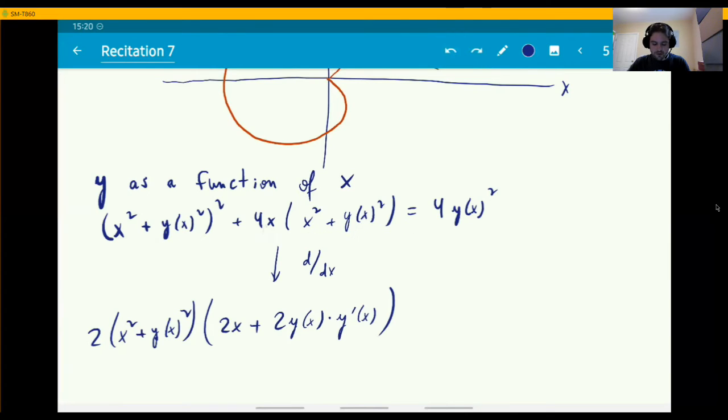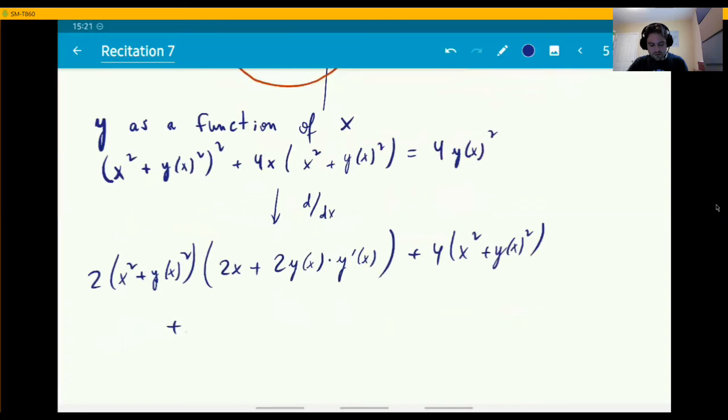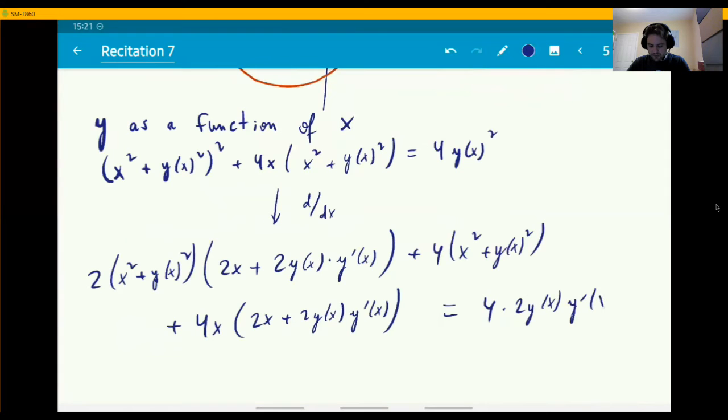If you differentiate first the x outside, you just get 4 times the other function, which is x squared plus y squared. And if you make the prime act on the second function, x squared plus y squared, then the derivative of that, we already computed it right here. It's 2x plus 2y y prime. This is the derivative of the left side of the equation, this whole expression. And on the right, you have 4y squared. Differentiating that will give you 4 times 2y times y prime.